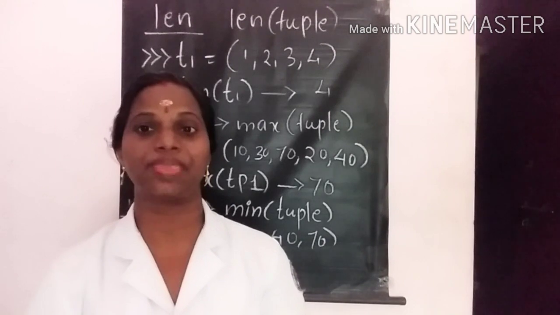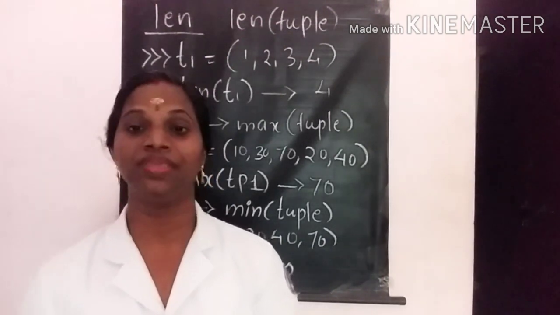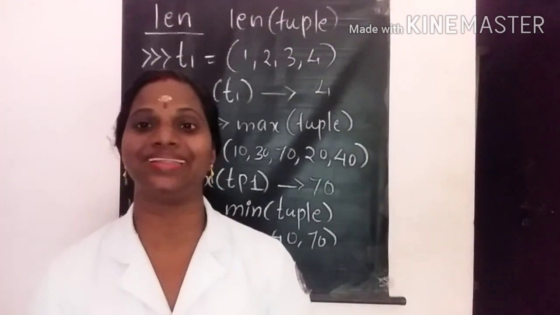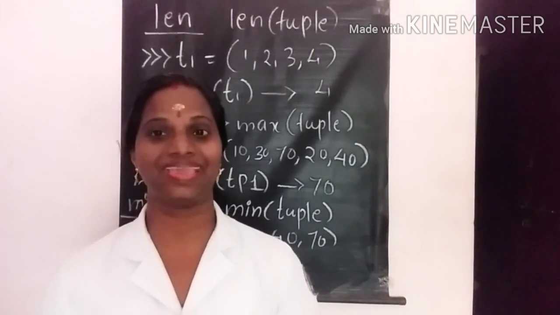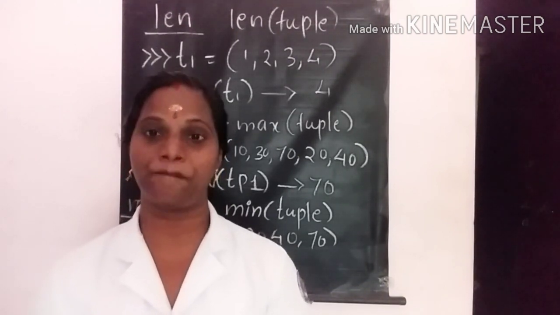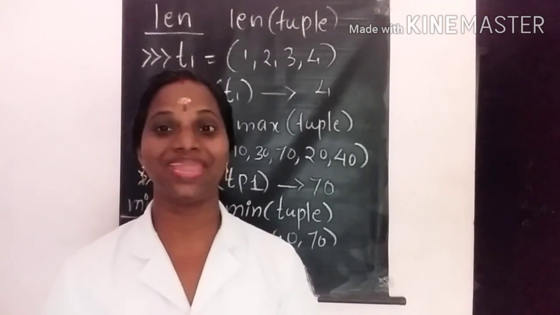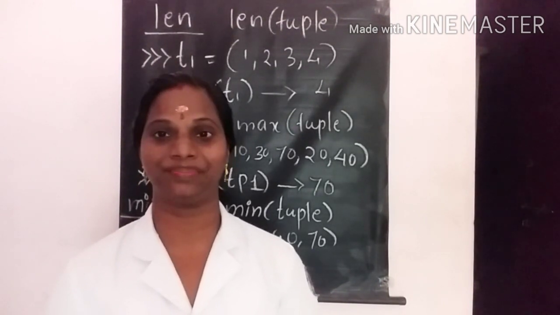Next functions are len, max and min. Okay, first one is len. This function is used to find the length of a tuple. Then the max function is used to find the maximum value present in a tuple, and the min function is used to find the minimum value present in a tuple.